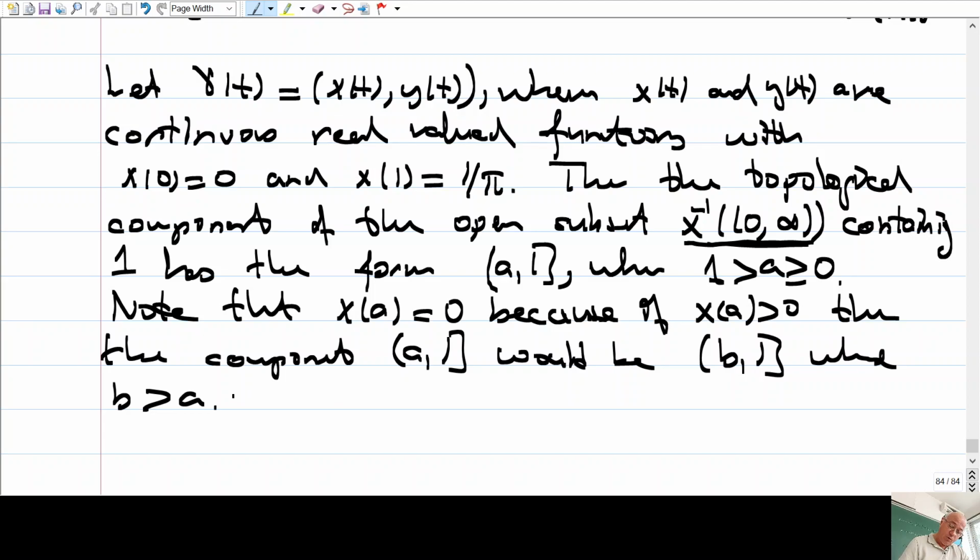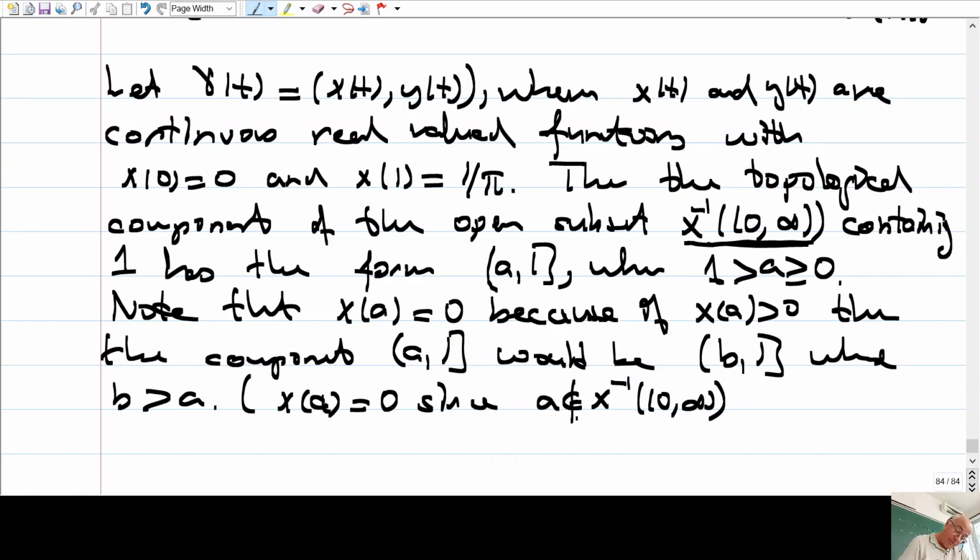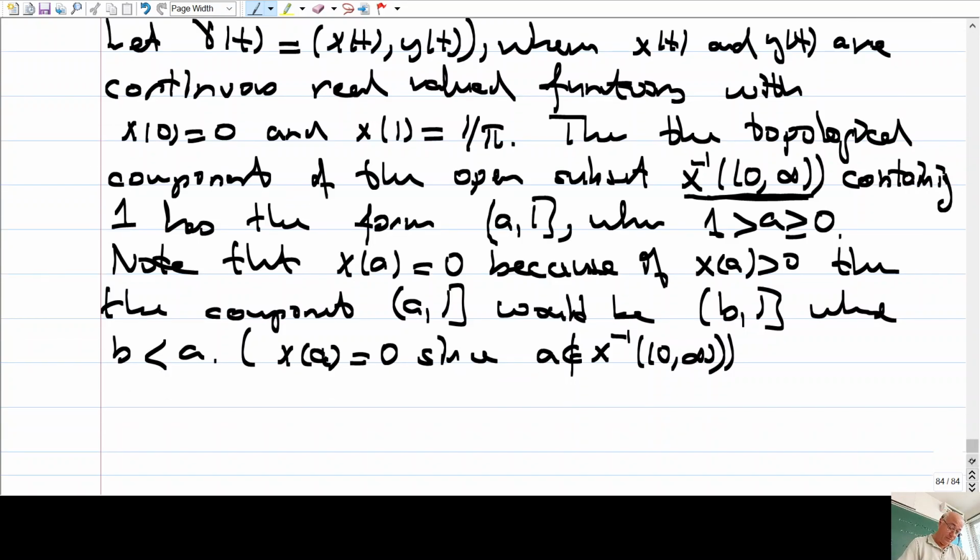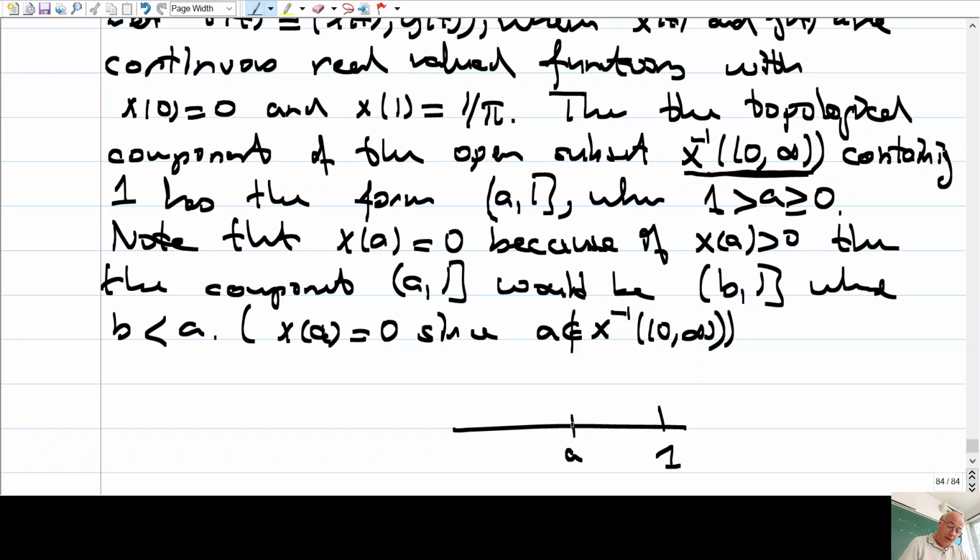Actually we also know this because a is not in this interval. X(a) is 0 since a is not in this interval, right, this is an open interval. Therefore, a doesn't belong to this inverse image. In other words, at a, x doesn't take a positive value. So I have this, sorry, b is less than a. Yes, you are right. Okay, b is here, a is here. If it were positive here, we would go a bit further down. Okay, thank you very much.